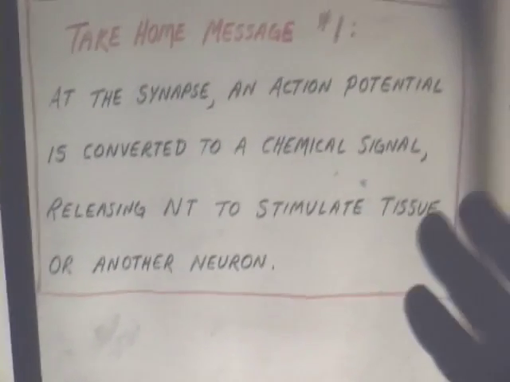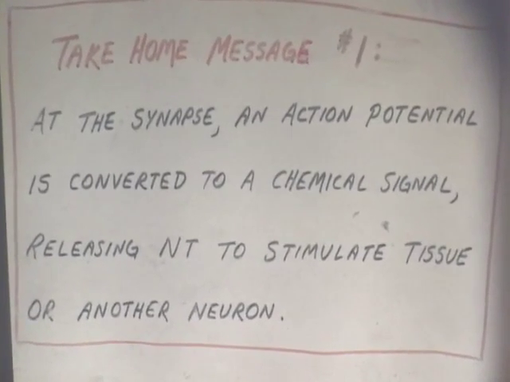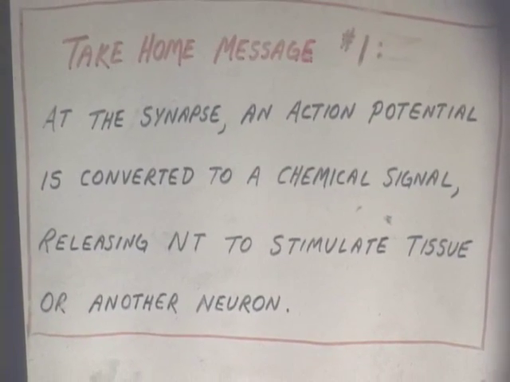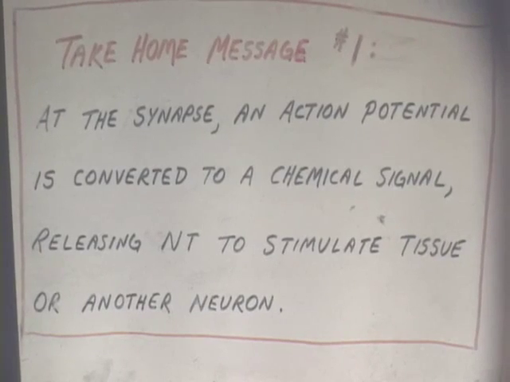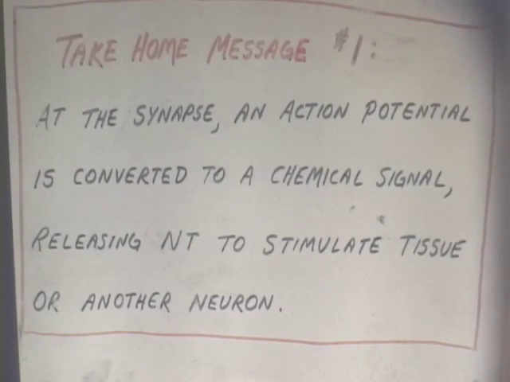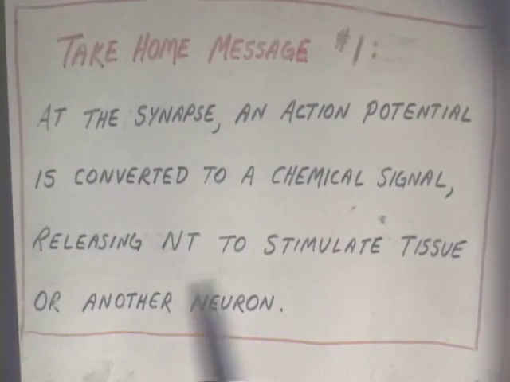All right, so here's our first take-home message. We've got 4 of them today. But it's at the synapse where the action potential gets converted from an electrical signal to a chemical signal, releasing neurotransmitters, stimulate tissue or another neuron.